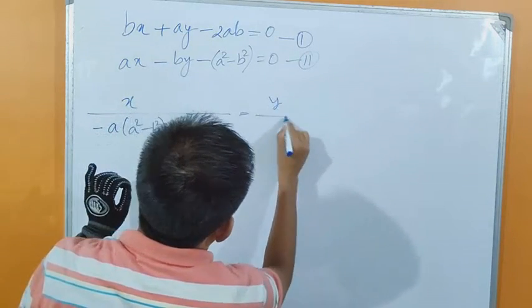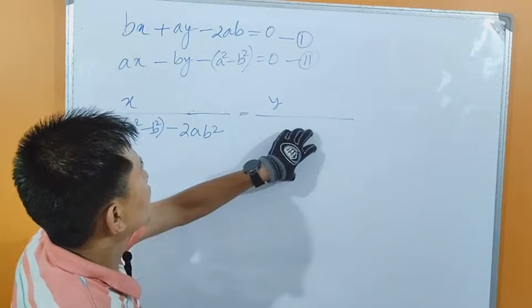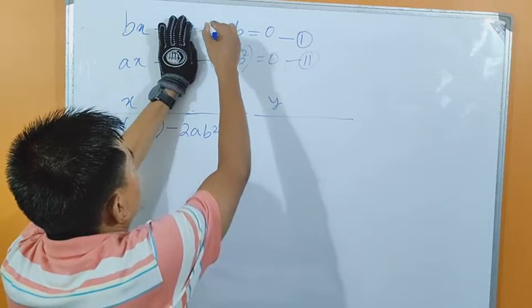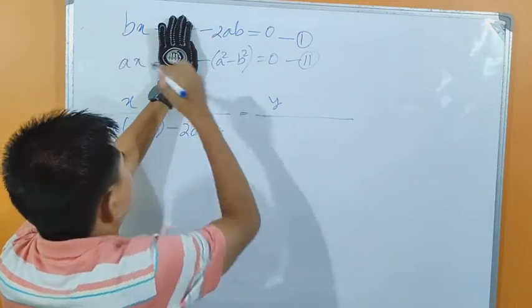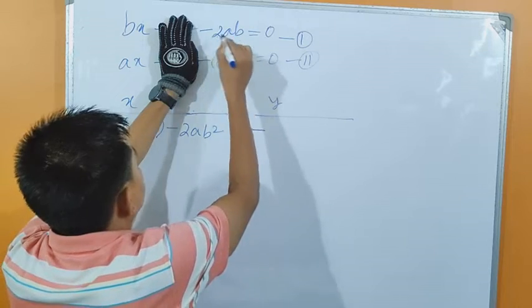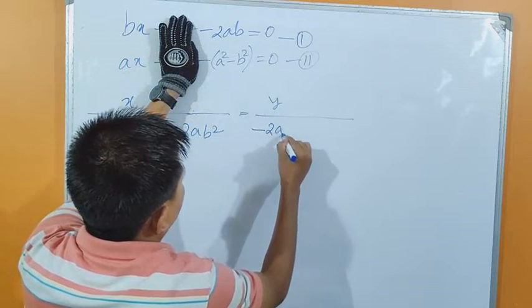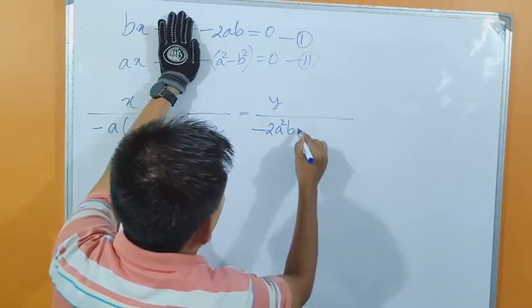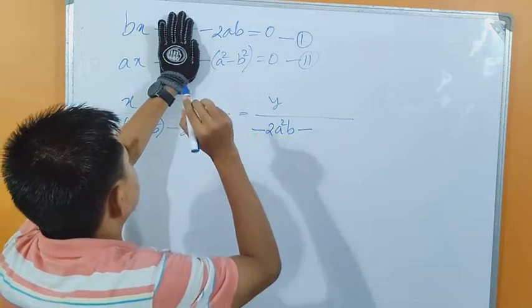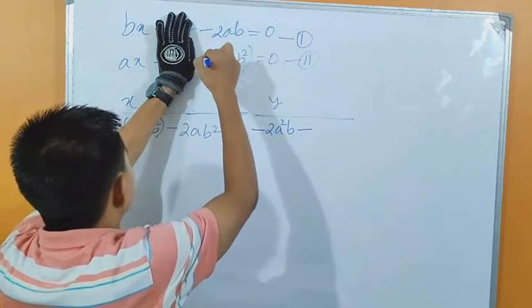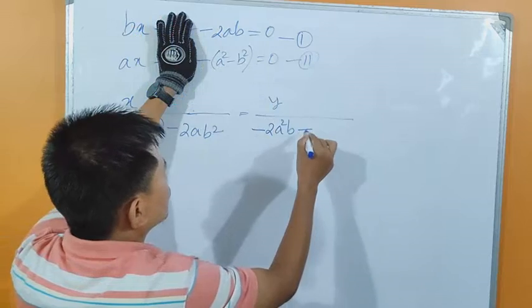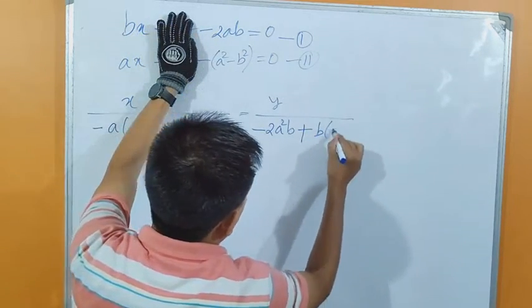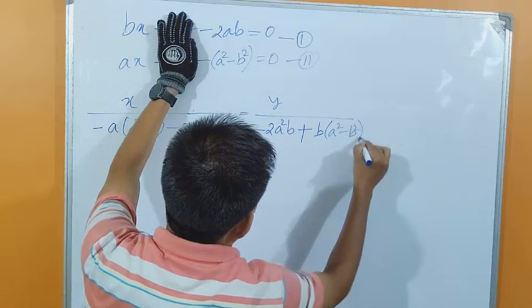Equals Y upon. Now, to write the numbers below Y, we should cover Y. And among these two numbers, we choose the upper one. Minus into plus is minus, 2AB into A is 2A square B. Now comes the minus sign from the formula. Then again, minus into plus is minus, and that minus into this minus is plus, A square minus B square into B is B into A square minus B square.